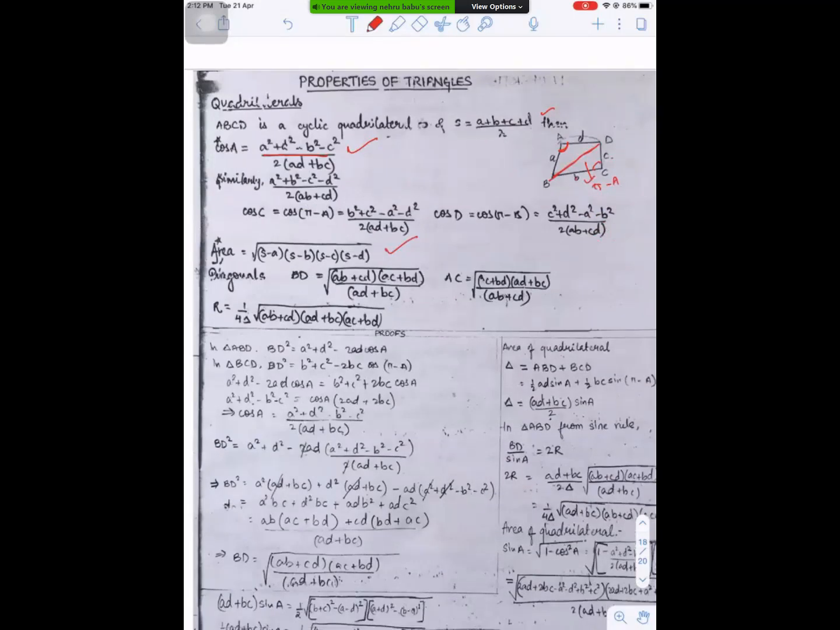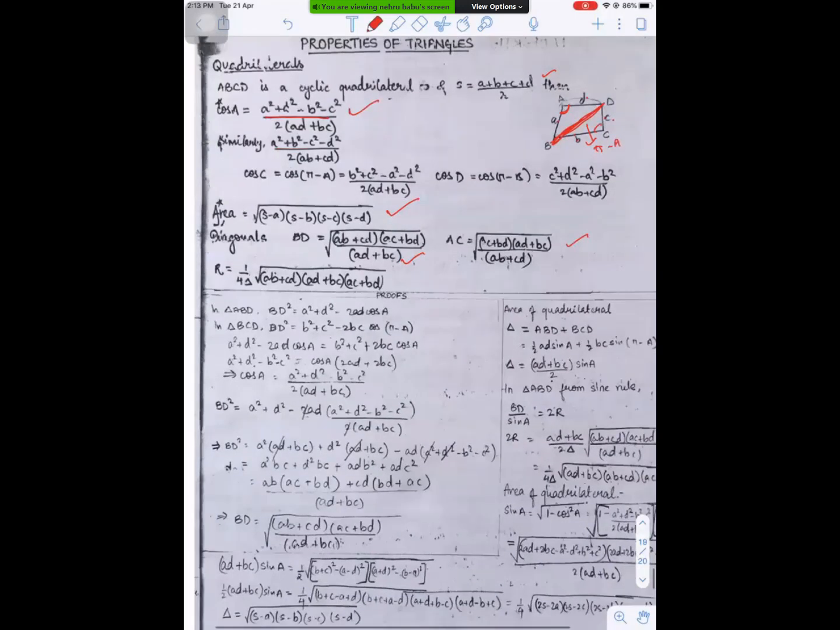Next, diagonals, we also discussed the formula. If you take diagonal BD, you see AD plus BC in the denominator, because on BD one side is AD, the other side is BC. AD plus BC in the denominator, and the numerator is the other combination: (AB plus CD) into (AC plus BD). Same thing for AC also. With respect to AC, AB and CD are opposite to it, so AB plus CD in the denominator, and the other terms' combination is in the numerator.